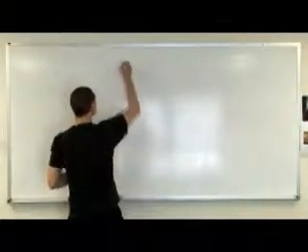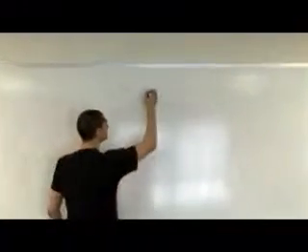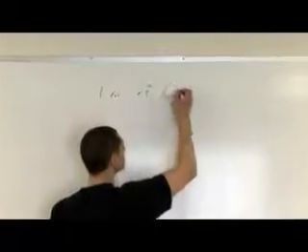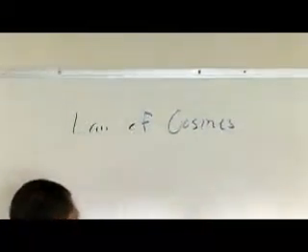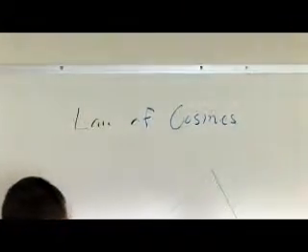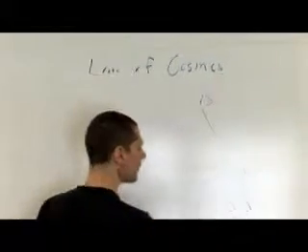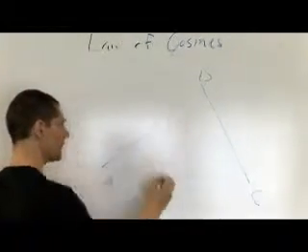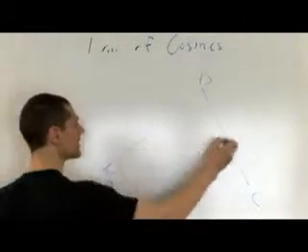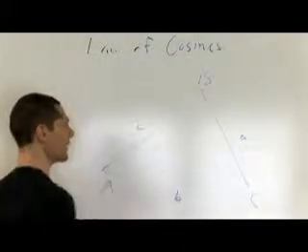Remember the law of cosines. For this generic kind of picture, the capitals represent the angles in the corners, and the little letters represent the lengths of the sides. And this is always the picture that you need.